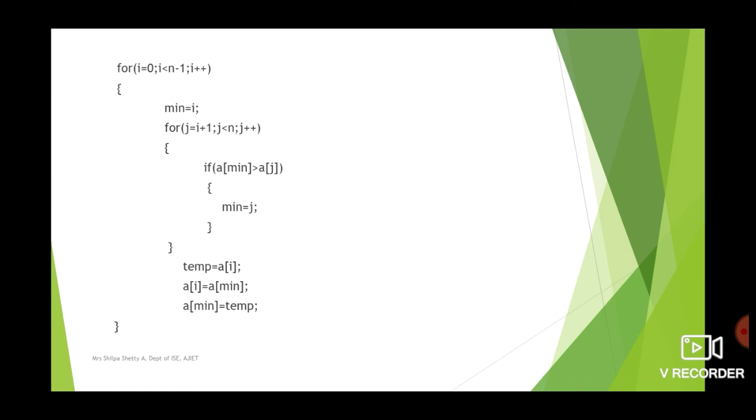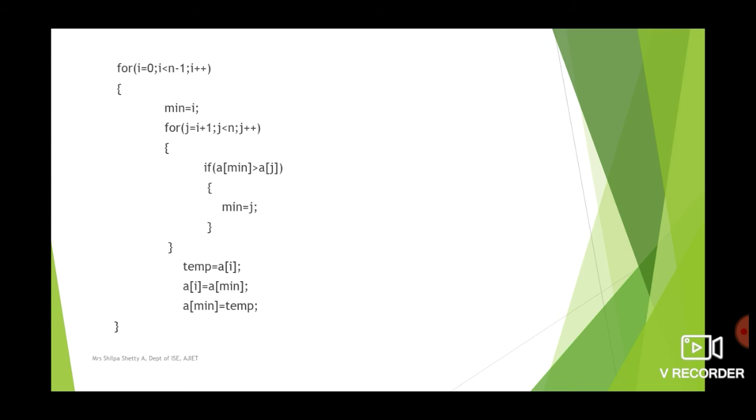So less than 4 means it is 3. So i value will range from 0 to 3. That is 0, 1, 2 and 3. So the total number of passes are 4 when the value of n is 5.